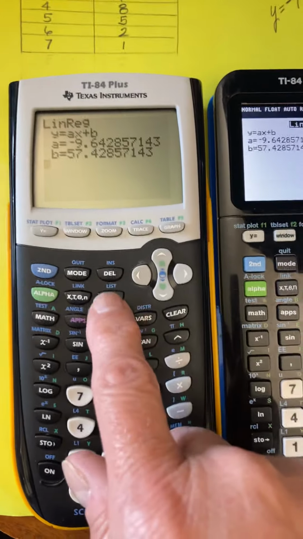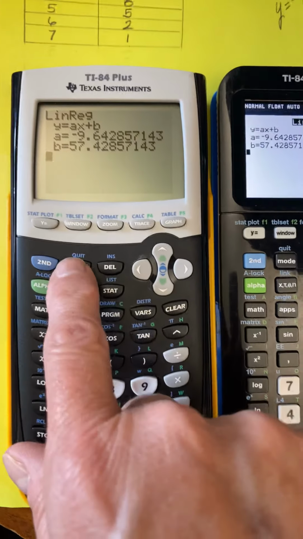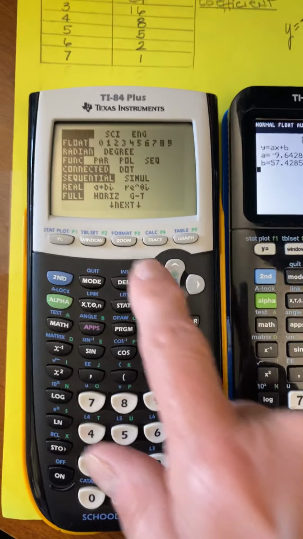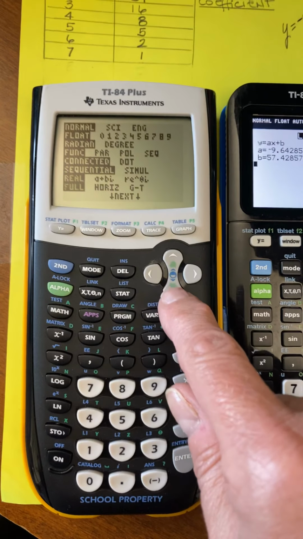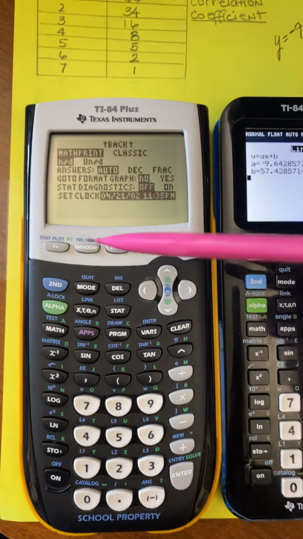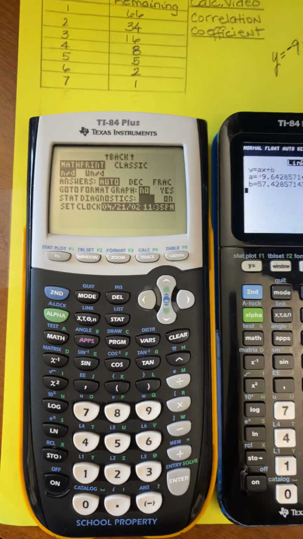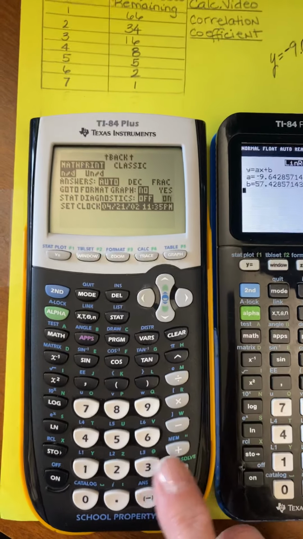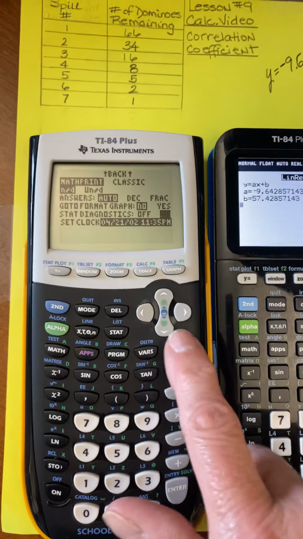Now, what we're looking for today is the correlation coefficient. So we need to go to Mode. And we're going to scroll down. You see it says Next, tells you there's more below this page that's not showing. And as we scroll down, you'll notice here it says Stat Diagnostics. It's turned off normally. So we want to turn that on by scrolling over with our right arrow and hit enter. Now we can hit clear.